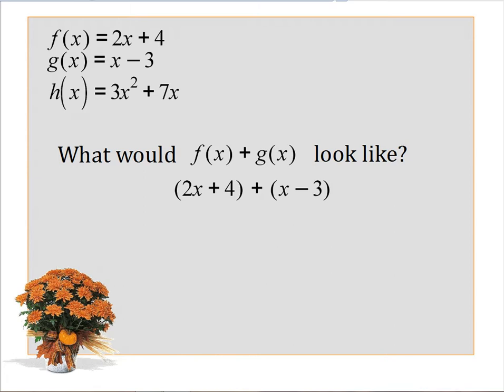And remember, addition is basically just combining like terms. So I can combine my two x terms together. 2x's plus 1 more x gives me 3x. And 4 plus negative 3 gives me a positive 1. And I'm done. So I can write f of x plus g of x equals 3x plus 1.